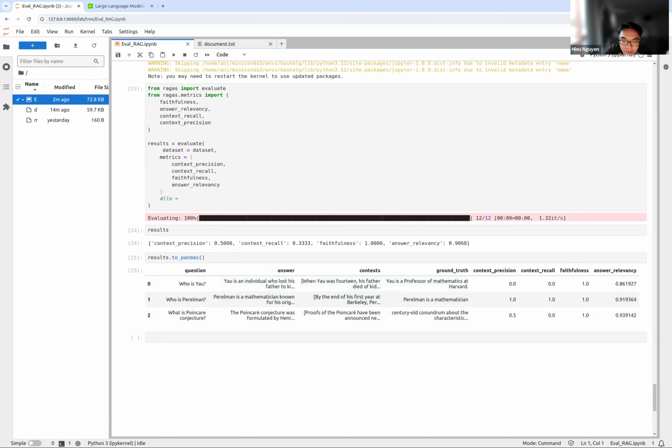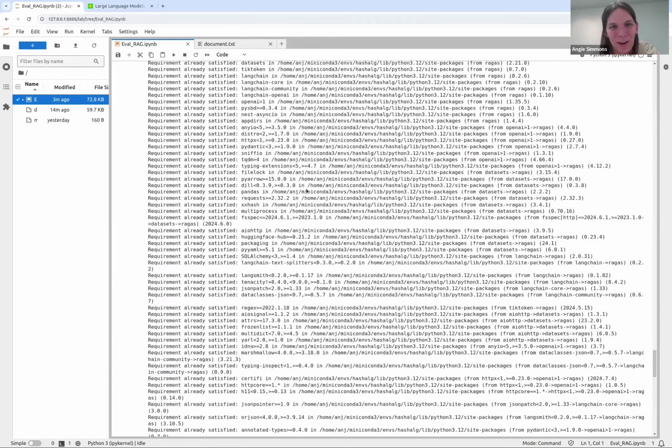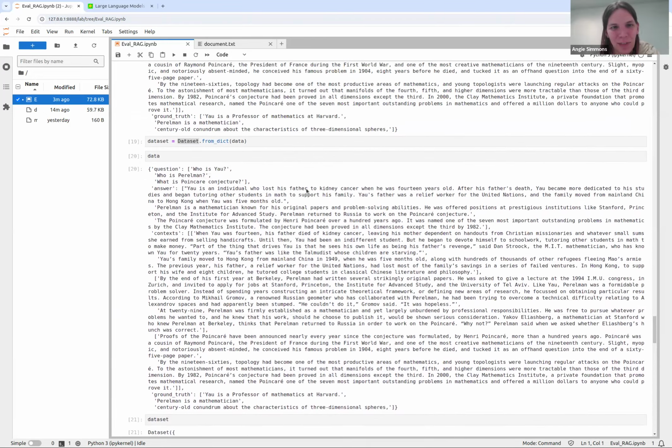I can see that the answer for the first question is not what we expect it should be, because in the ground truth it says that Zhao is a professor of mathematics at Harvard, but the answer doesn't say that. You can see that we got 0 context recall and precision there. So let's see what went wrong with that first one.